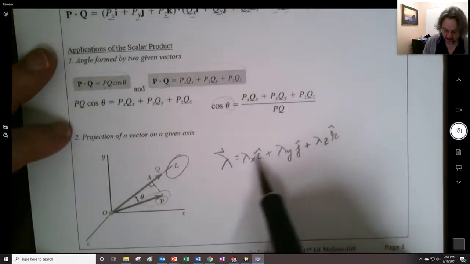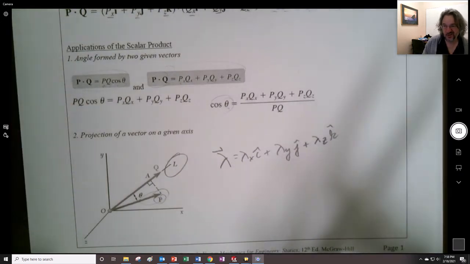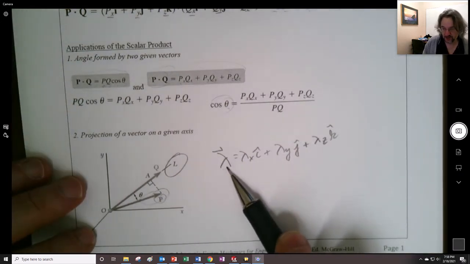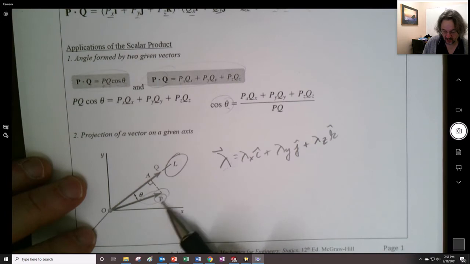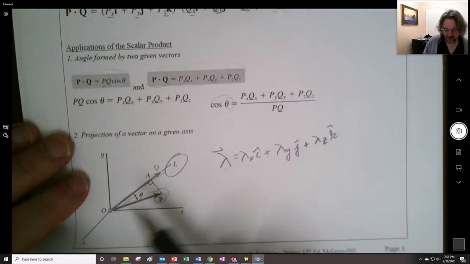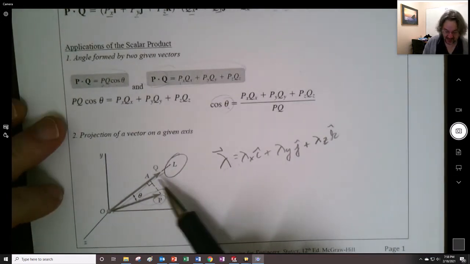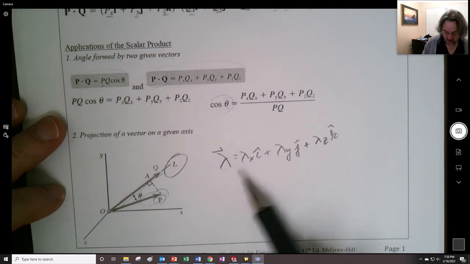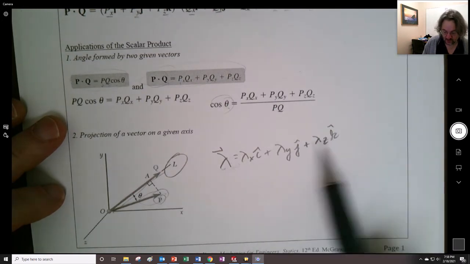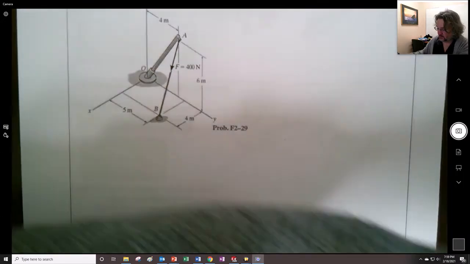So if we know a vector, we could turn it into this right here, and then by dotting that with P, we will find how much of it lies along L. So we don't necessarily have to have the P dotted with the Q. We might use the direction cosines to find out how much of the magnitude is projected out there.